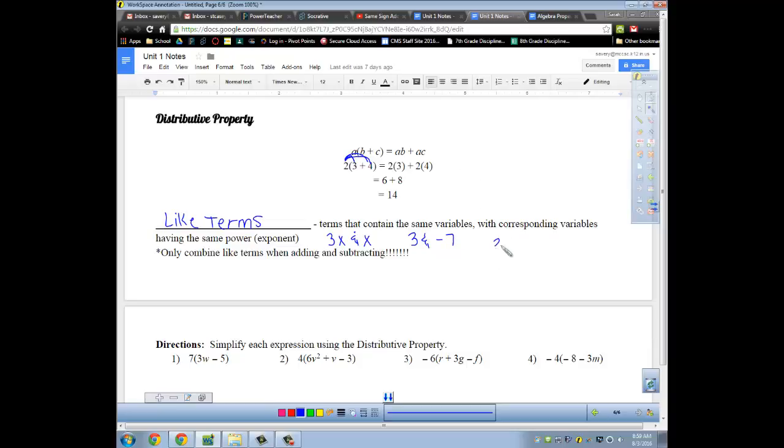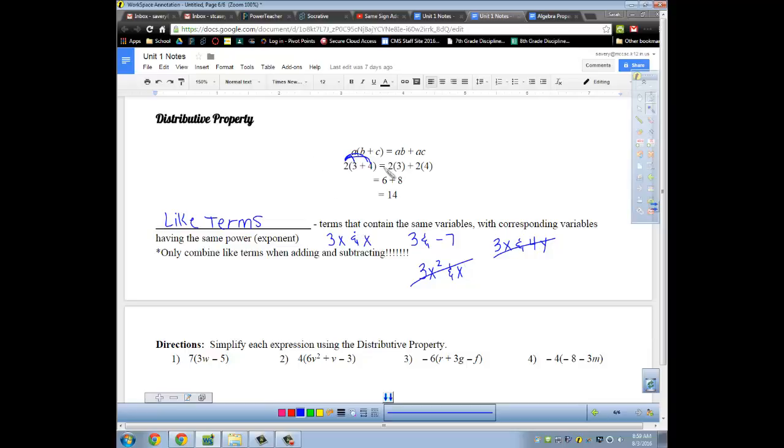We cannot say 3x and 4y are like terms because they have different variables. And you can't say 3x squared and x are like terms. They both have an x, but this one has two x's, this one only has one, so not like terms. So it needs to be either no variable at all or the exact same variable with the exact same exponent.